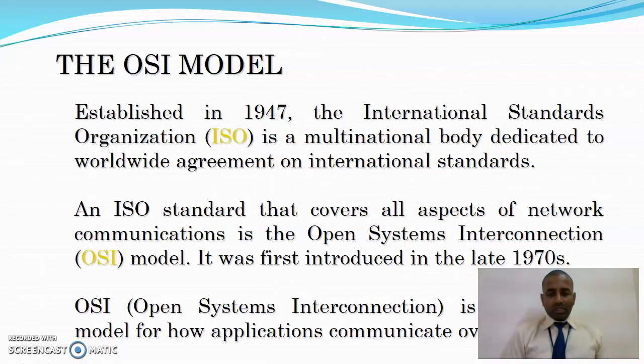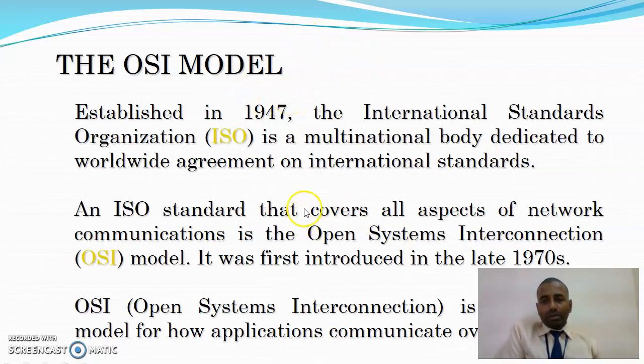This is the reference model for how applications communicate over a network. Suppose machine A wishes to communicate with machine B. At that time machine A is running the Windows operating system and machine B is running another operating system, Mac OS or Linux. At that time the communication is made in a very proper way. That kind of messages are passed from machine A to machine B, so this intermediate communication is necessary. That kind of thing is easily done by the OSI reference model, right?